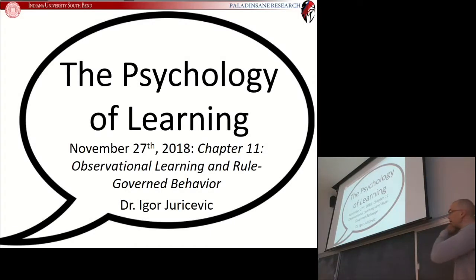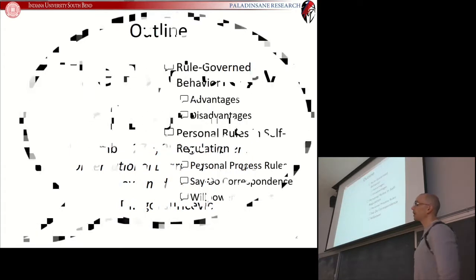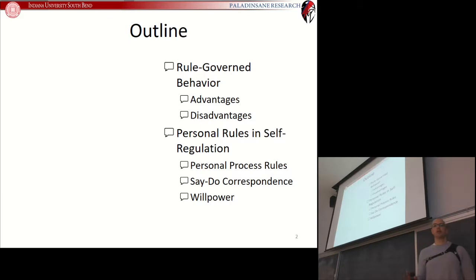Okay, so what we're going to do today is continue our look at Chapter 11, Observational Learning and Rule-Governed Behavior. We will be starting our look at rule-governed behavior, some of the advantages and disadvantages of that, and how to apply that to personal rules in self-regulation. So when you make rules for yourself to change your own behavior.